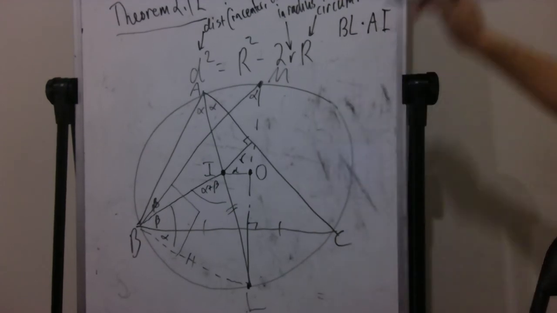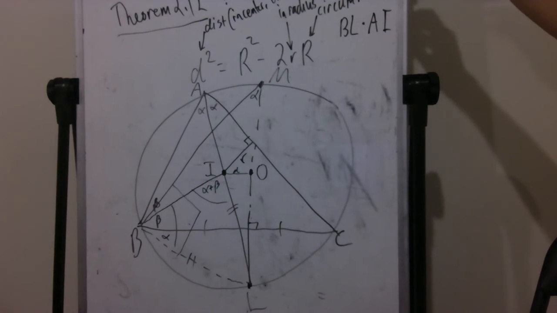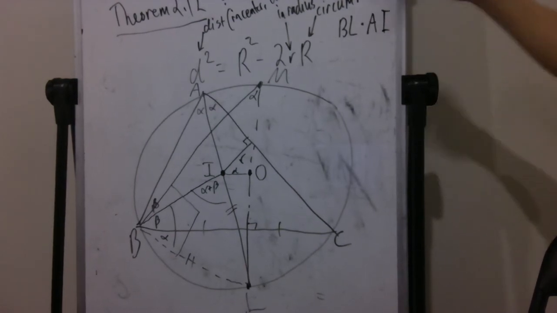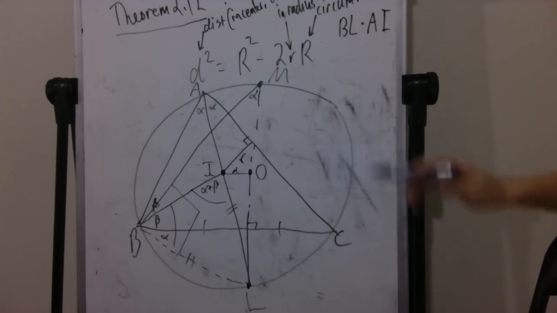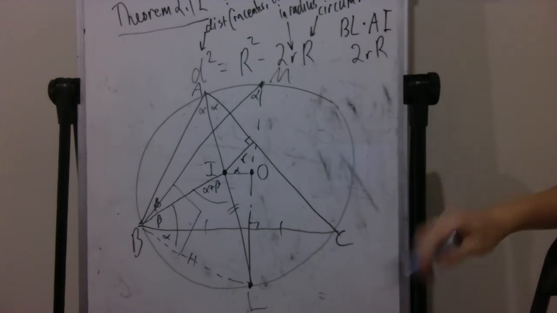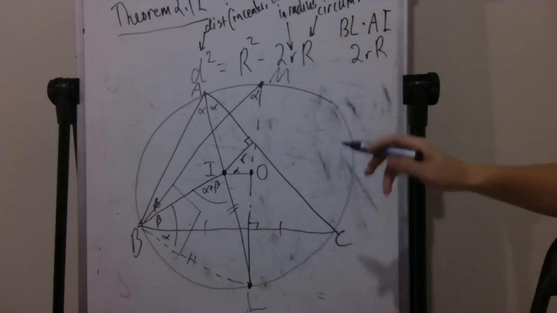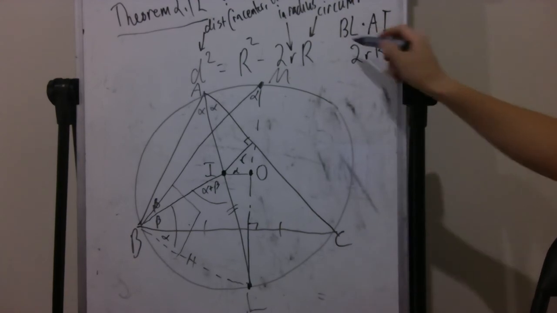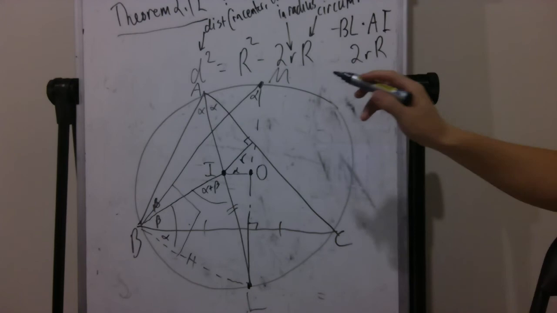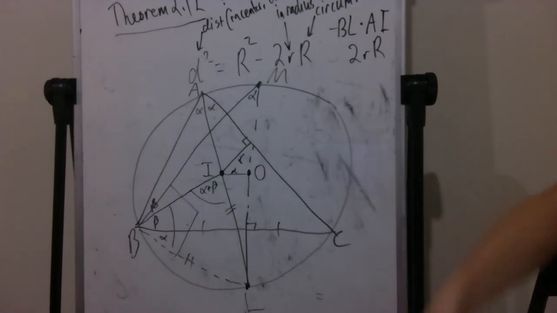Okay, so BL is 2R sine alpha, right? And AI is R on sine alpha. So when you multiply them together, it should be equal to 2R squared. I don't know why it's negative. I guess it's actually the negative of this when it's inside, right? Because the formula was negative when it was inside. But this is always positive. So it should be the negative of that, because when you square something, it automatically becomes positive, so you have to take the negative case. Alright, does that make sense? That's theorem 2.12.